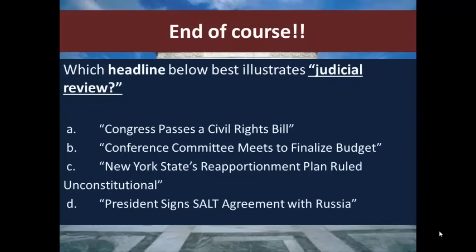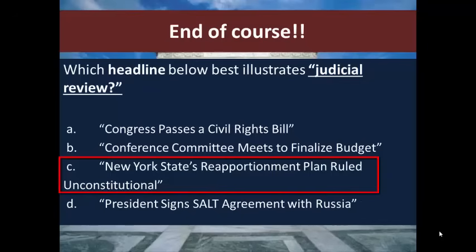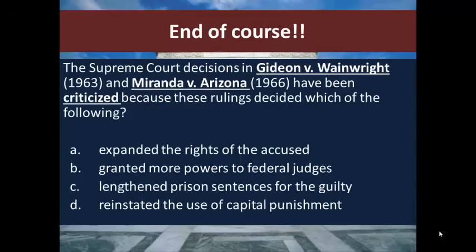Okay, which headline shows us judicial review? Congress passes a civil rights law. There it is. New York State's plan ruled unconstitutional. Judicial review declaring something unconstitutional. Why has Gideon versus Wainwright and Miranda versus Arizona been criticized? Well, some people don't really like the fact that this is giving more rights to people accused of crimes.